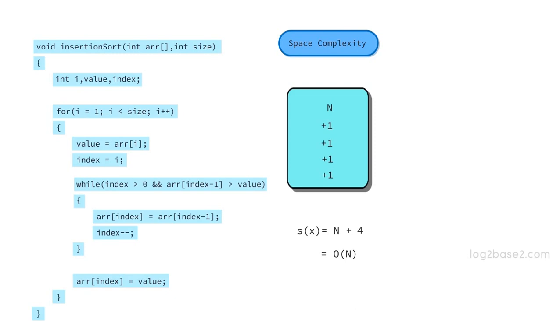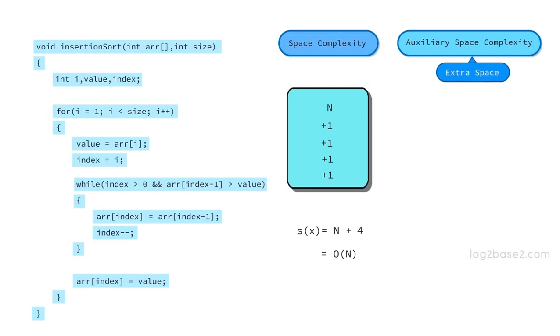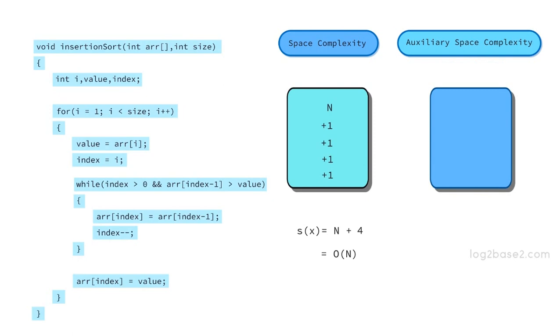Now let us discuss the auxiliary space complexity. As we learned, auxiliary space is the extra space or temporary space used by an algorithm. Here the array ARR and size are given inputs. The extra memory used by this insertion sort algorithm is for i, value and index. So 1 unit of space for i, 1 for value and 1 for index. So the total auxiliary space is equal to 3 units. Since it is a constant value, we can say the auxiliary space complexity of this algorithm is order of 1.